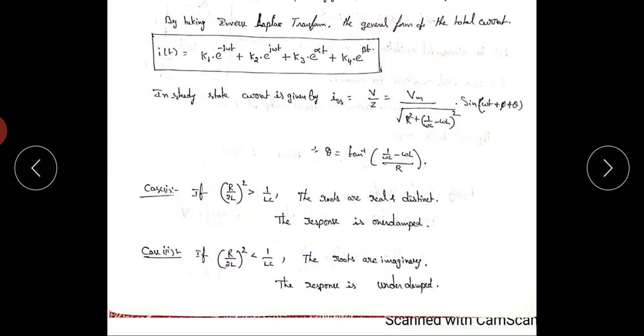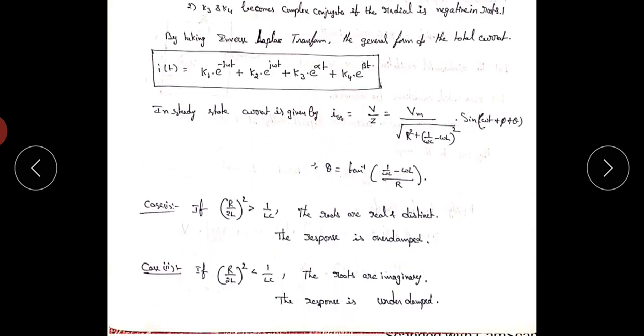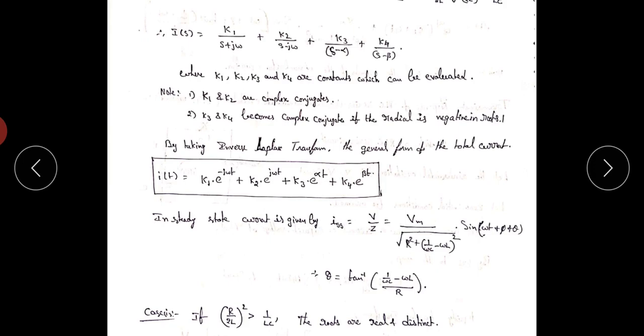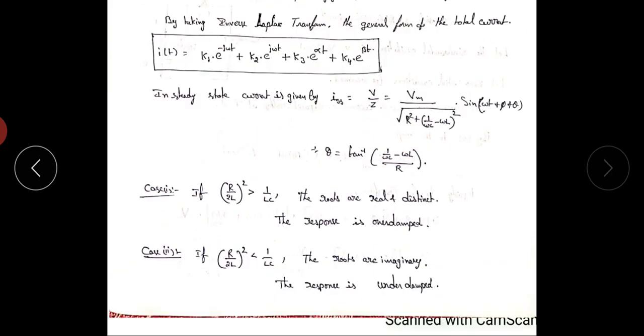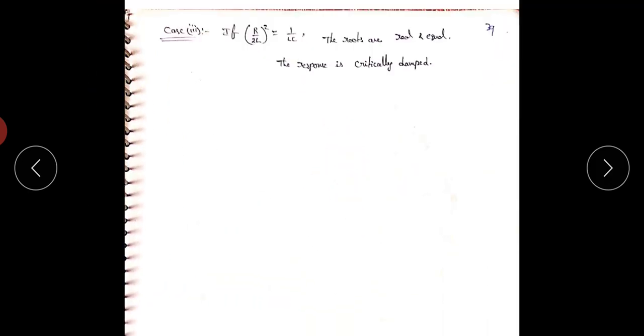So next one, here, the roots of the characteristic equation. If (R by 2L) whole square is greater than 1 by LC, the roots are real and different. In that case, the response is overdamped response. If (R by 2L) whole square is less than 1 by LC, the roots are imaginary, and the response is underdamped response. If (R by 2L) whole square equals 1 by LC, the roots are real and equal. In that case, the response is called critically damped response.